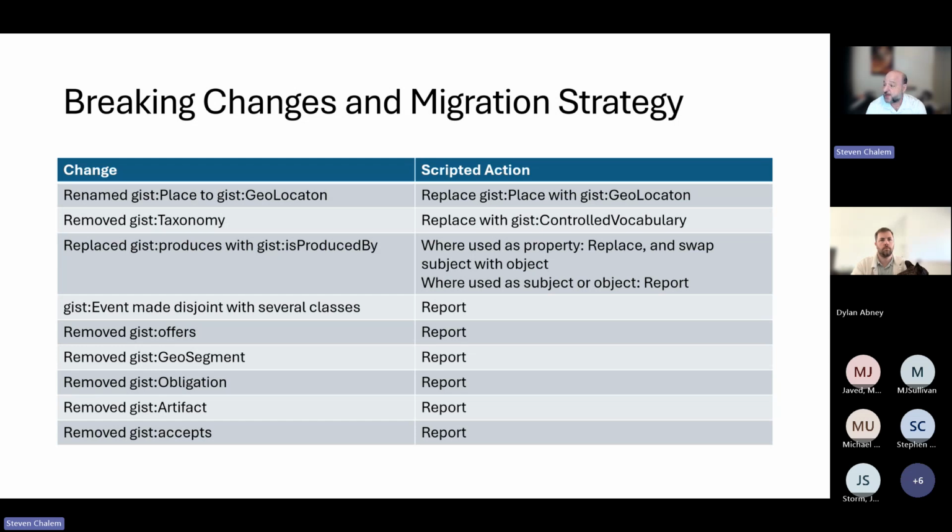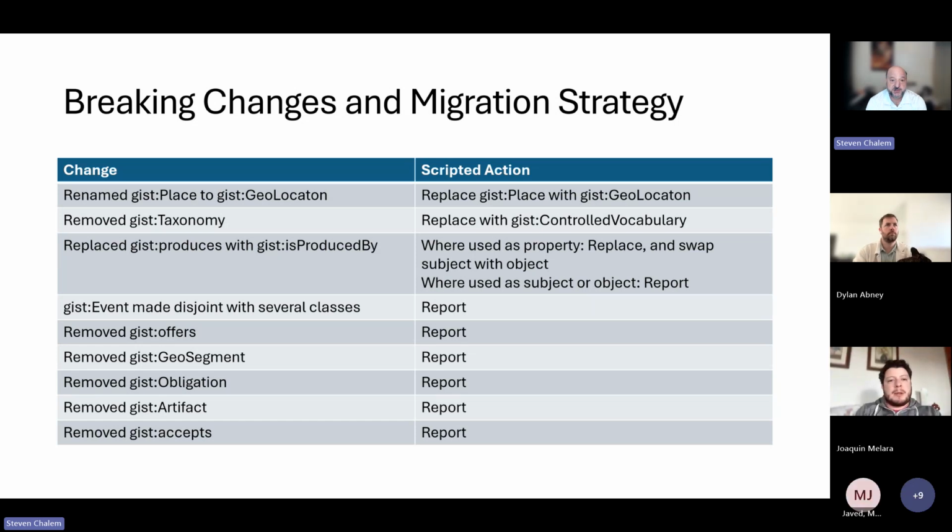Same with is produced by. If we have triples where we say, A is produced by B, or A produces B, our script replaces that with B is produced by A. Where this property is used as a subject or object, which is a less common situation, but might happen if somebody is subclassing or subpropertying the property, we just report that that's happening, because there will be a decision there by the modeler of how they want to handle that.